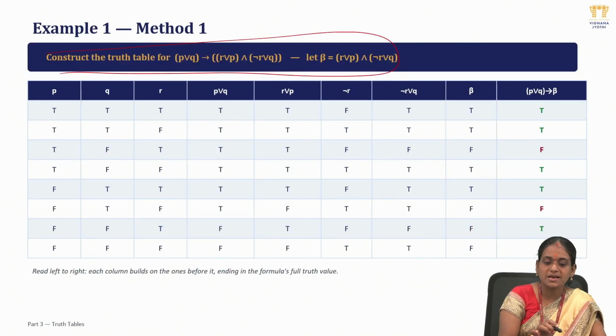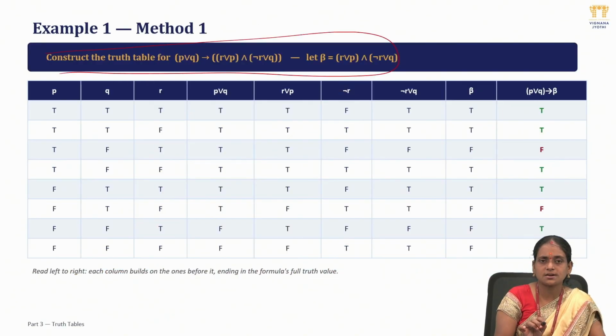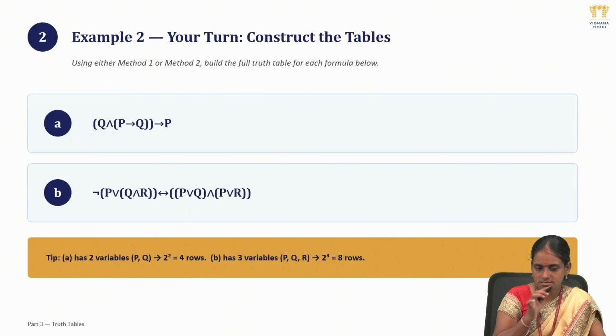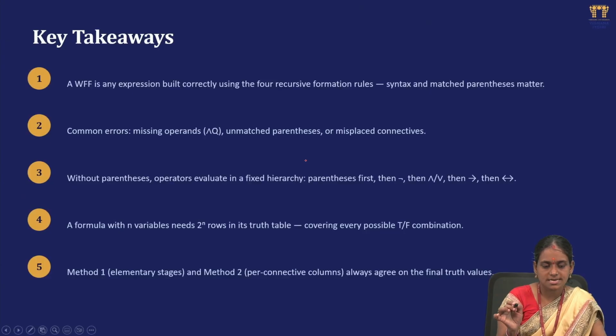Regarding method 1 and method 2, whichever is convenient for you, follow that method. It is not mandatory, and we are not going to get questions saying use the first method or use the second method, not like that. So these are the two methods of truth table construction. And next, I have given some examples, so we can practice these examples.